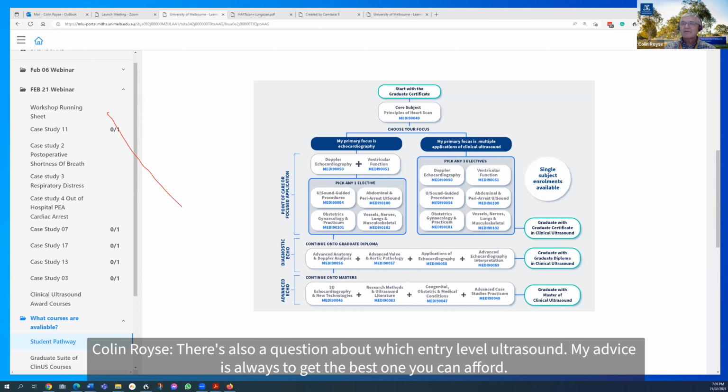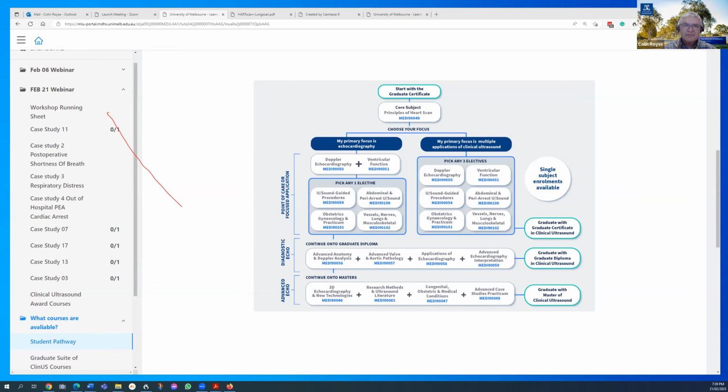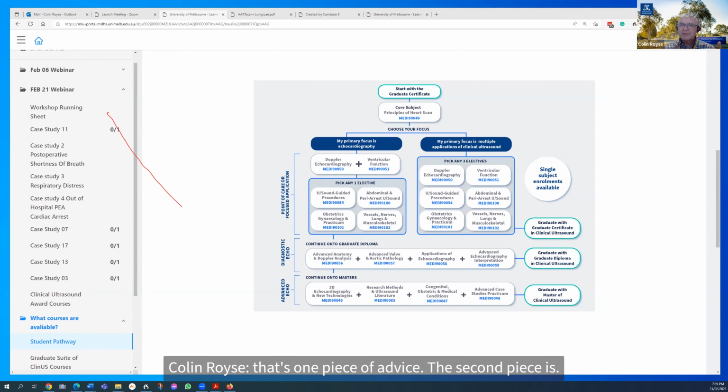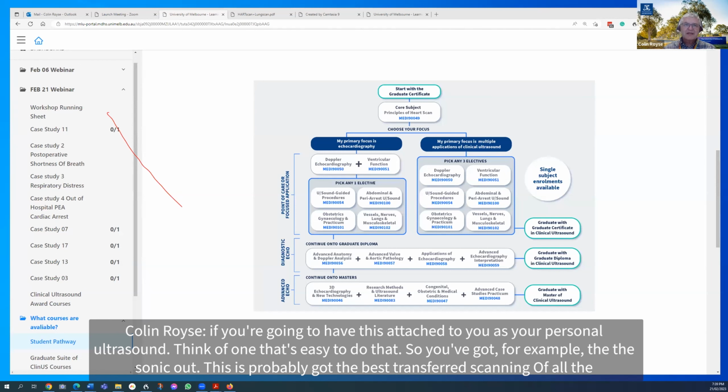There's also a question around which entry-level ultrasound. My advice is always to get the best one you can afford. Okay, so that's one piece of advice. The second piece is, if you're going to have this attached to you as your personal ultrasound, think of one that's easy to do that.